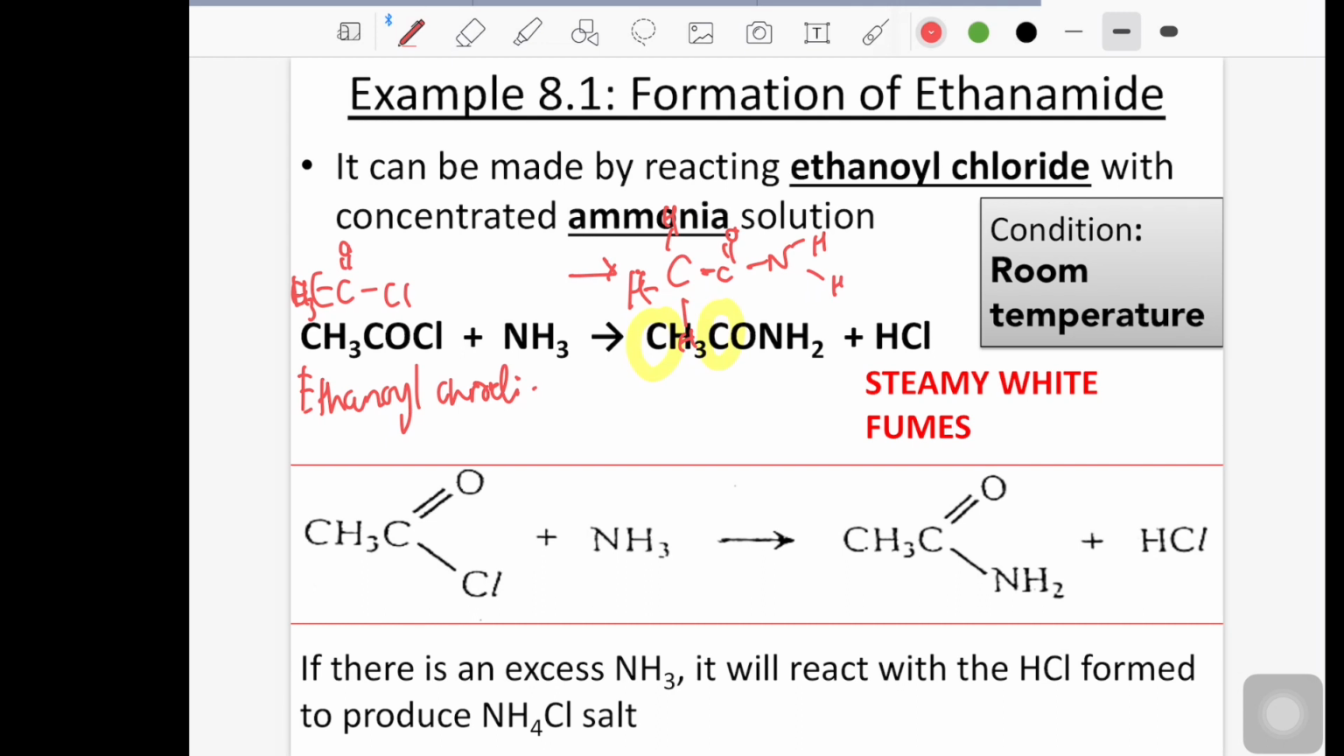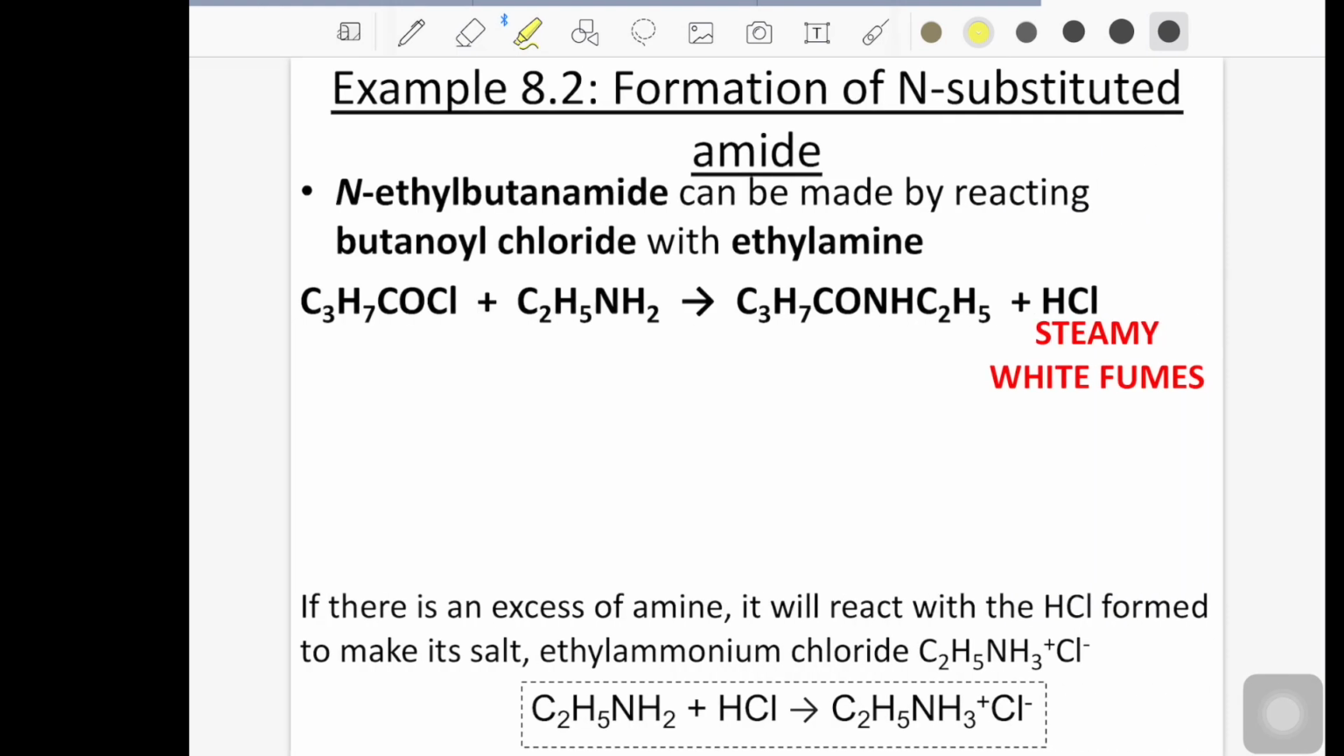So this is the structure shown to you already. The new bond formed is the C single bond N, as you would expect. If excess ammonia exists, it will react with the HCl formed. If you have a lot of ammonia in excess, it will react with your side product to form an ammonium salt, because ammonia is a base and HCl is an acid, so they can react.